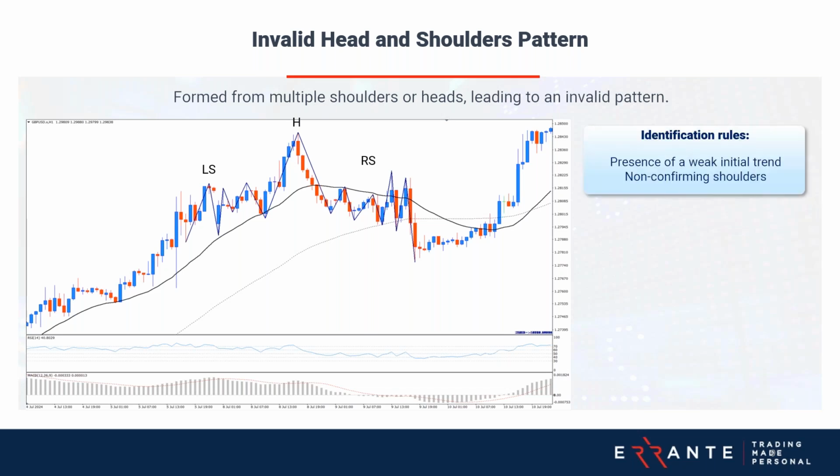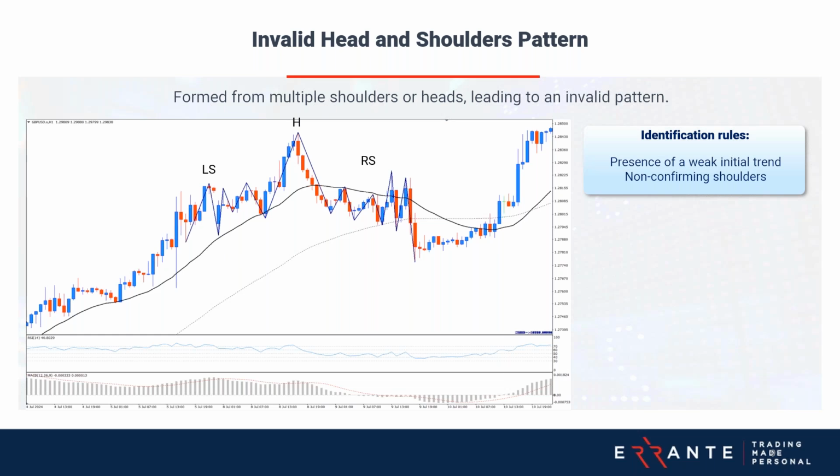To make it easier to understand, we need to put down some ground rules. One of the first signs that a head and shoulders pattern may be invalid is the presence of a weak initial trend. For a pattern to be valid, it should follow a strong uptrend. If the preceding trend is weak or inconsistent, the likelihood of a successful reversal diminishes significantly.